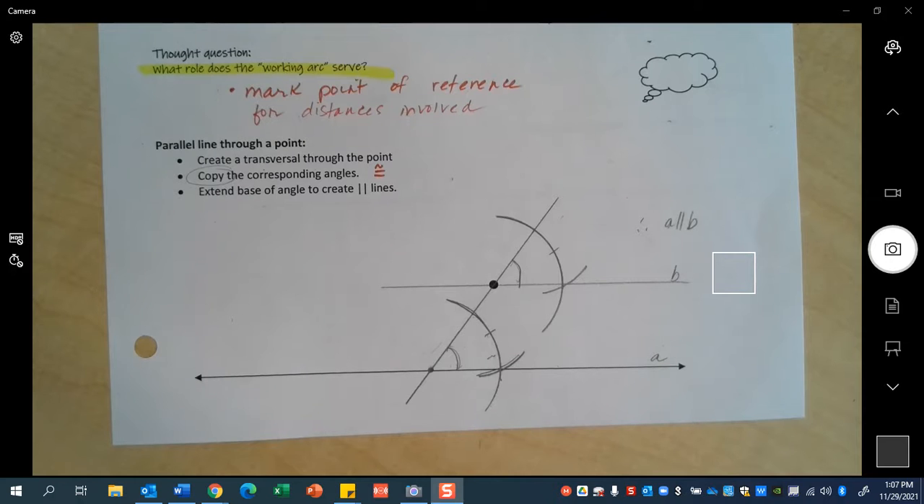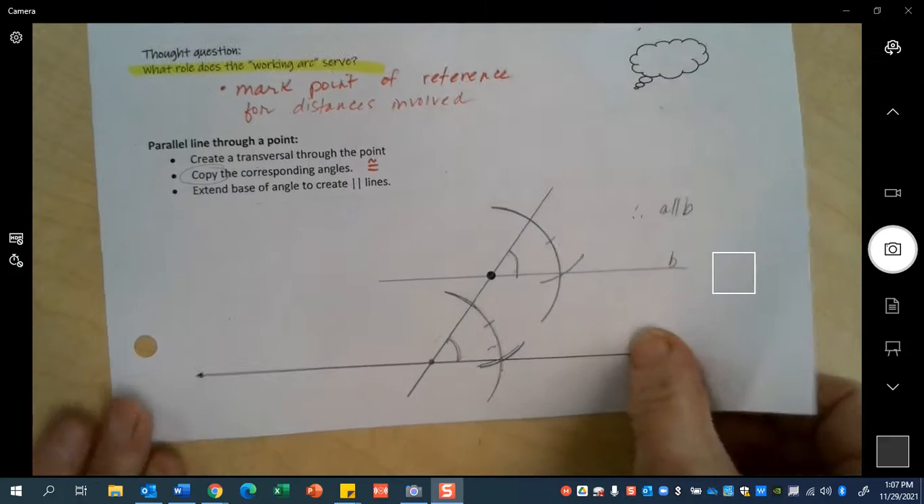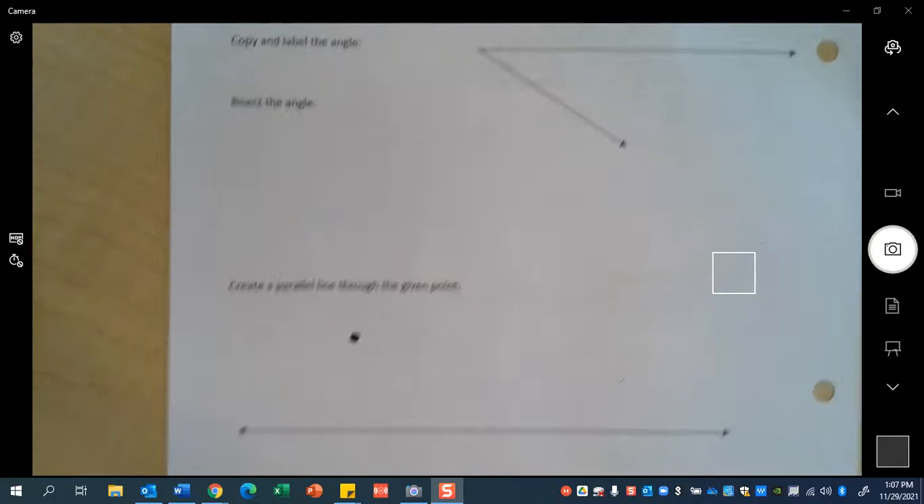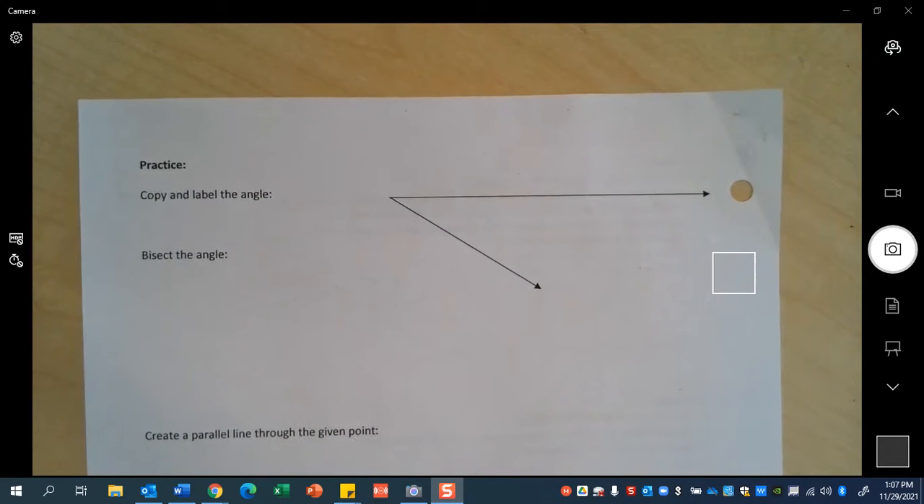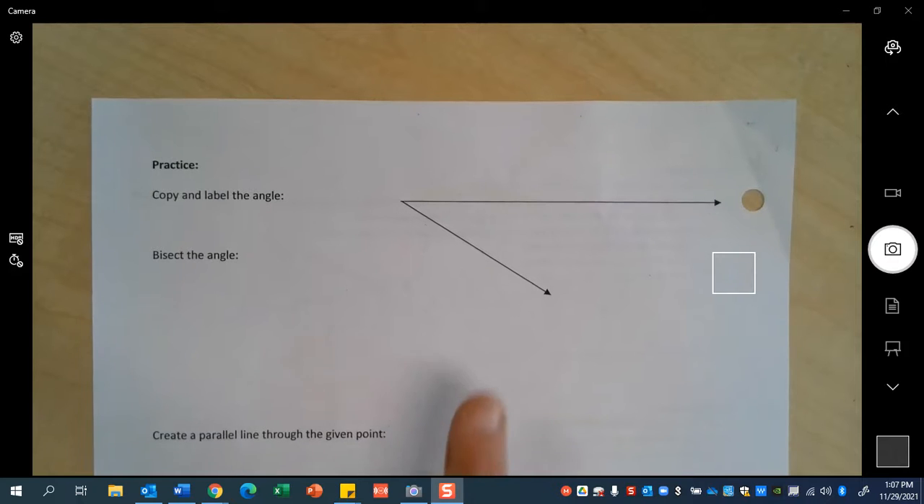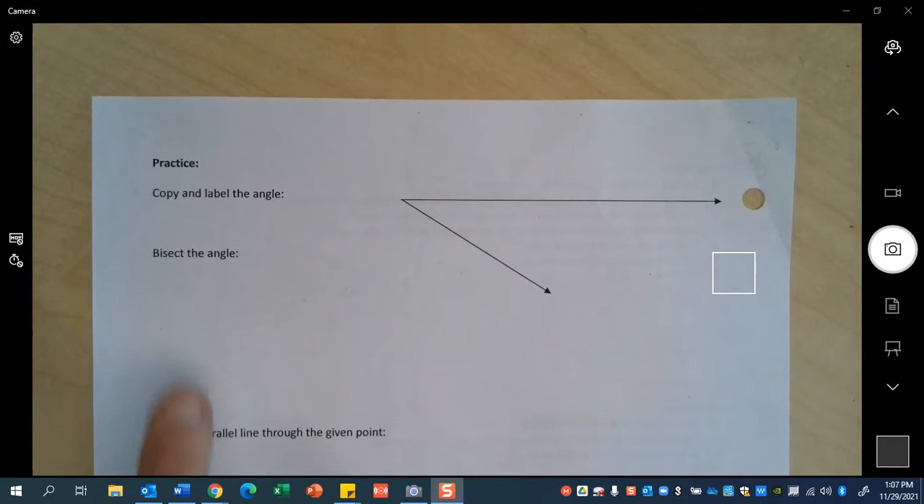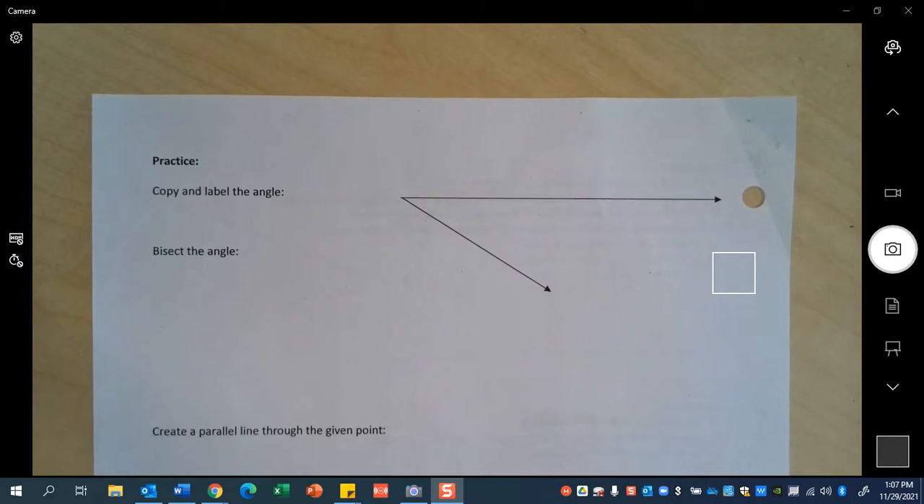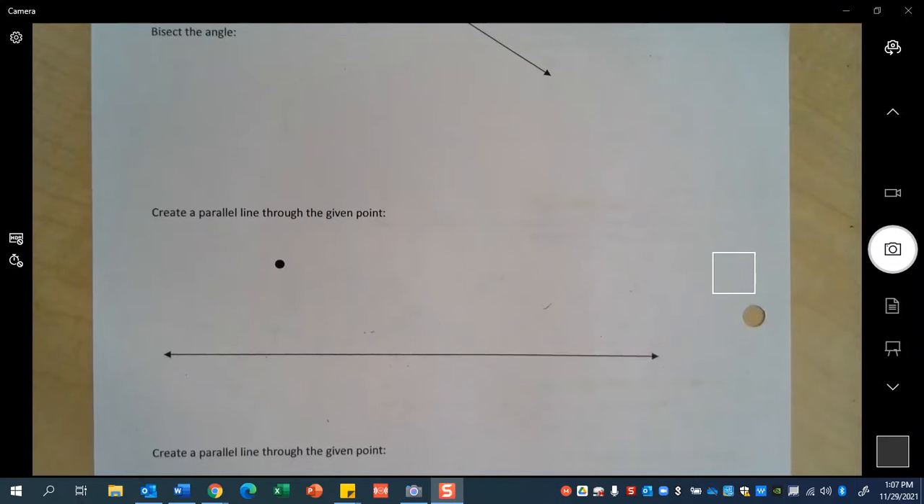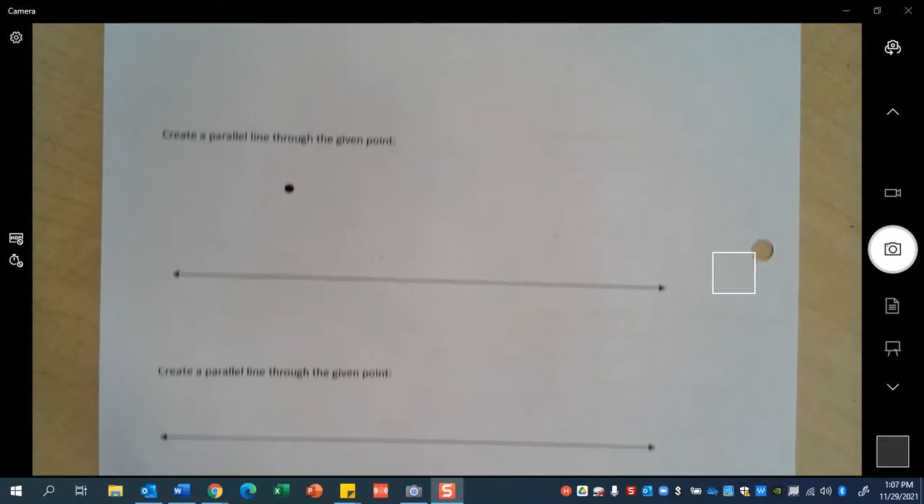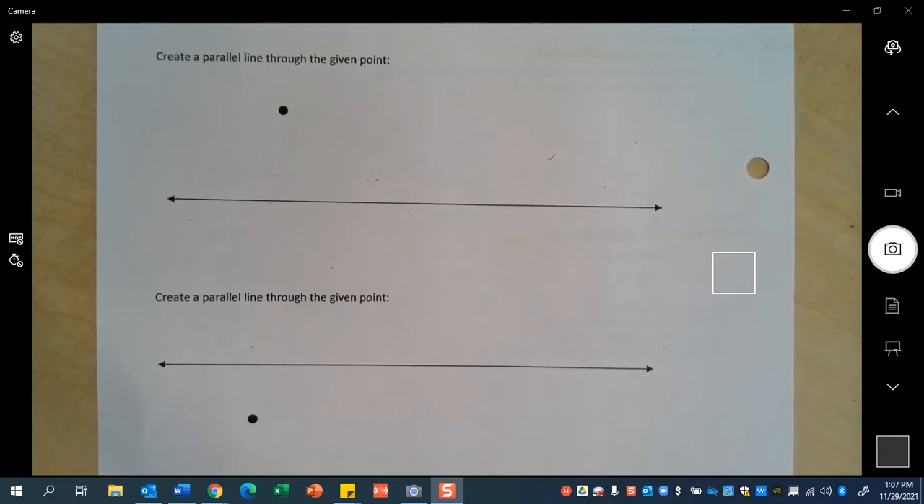All right, so here's what's next for you. On the back of this paper, you have some practice. I want you to copy this angle, then I want you to bisect it. Then I want you to create a parallel line through the given point twice. One time the point's above the line, one time the point's below the line. Work with your group mates, talk your way through it, get that practice so you know what you're doing. You mark it, set, go.